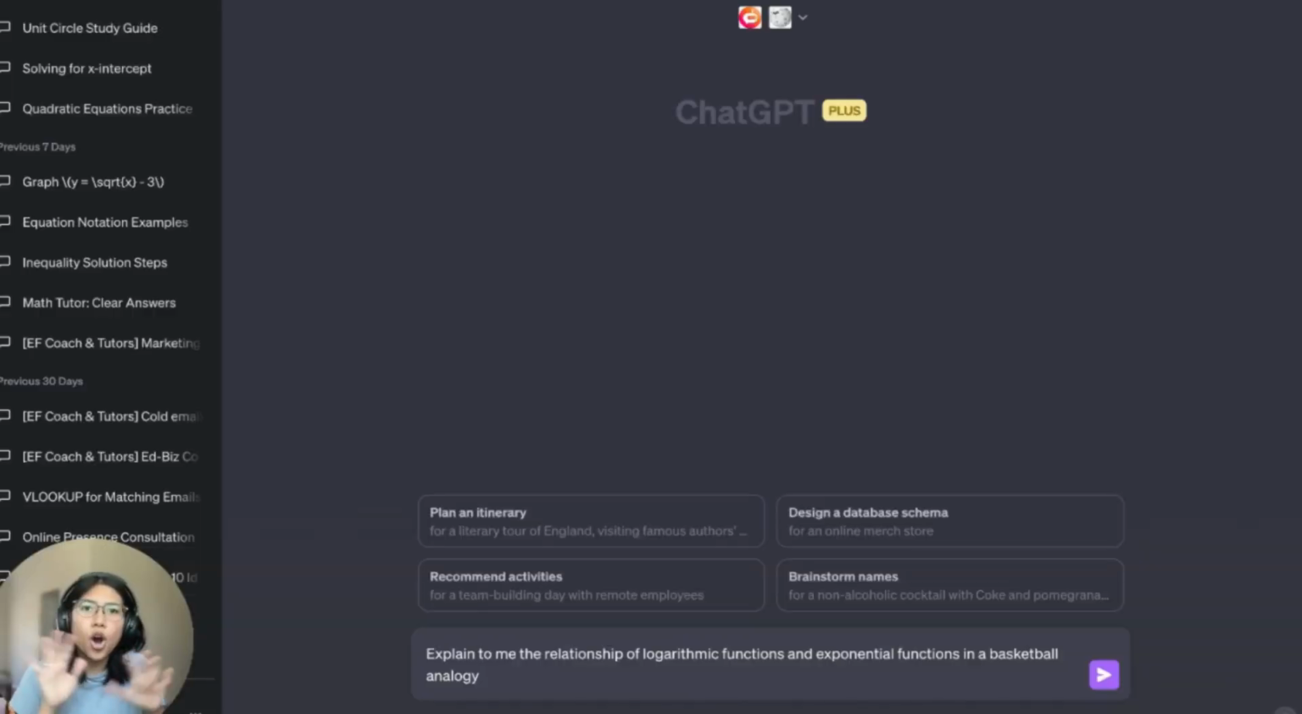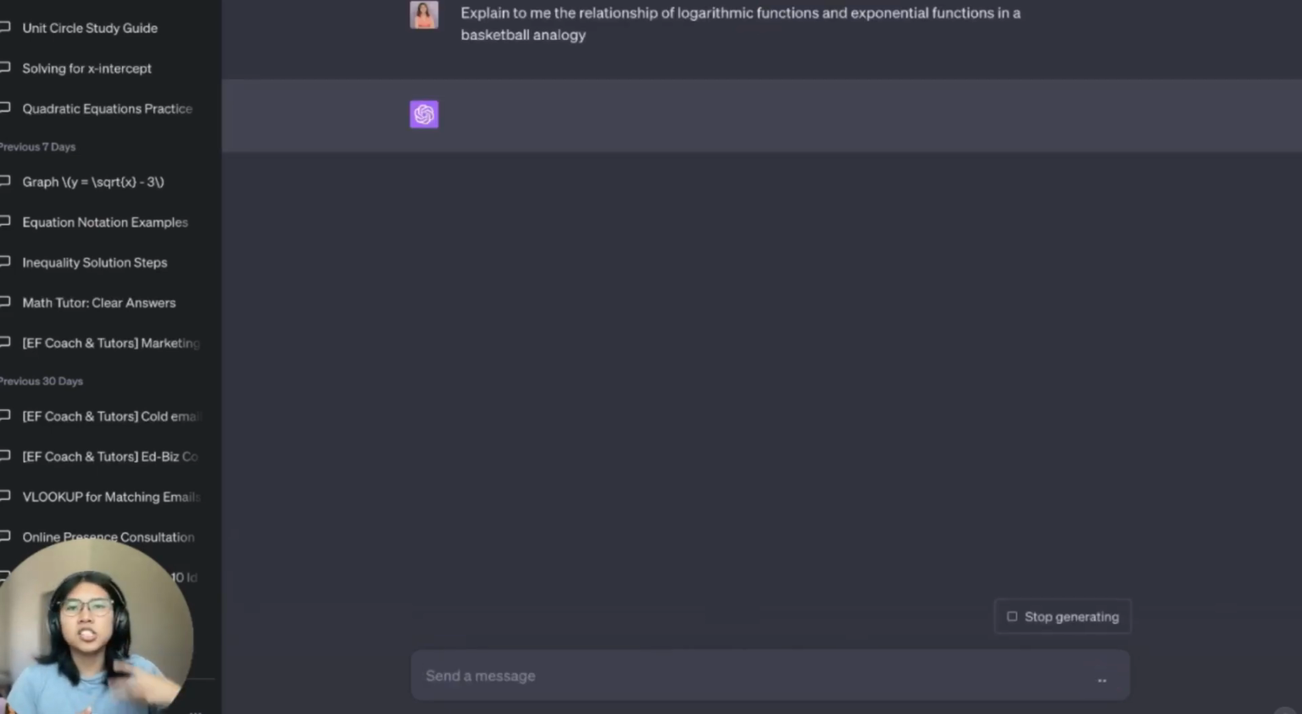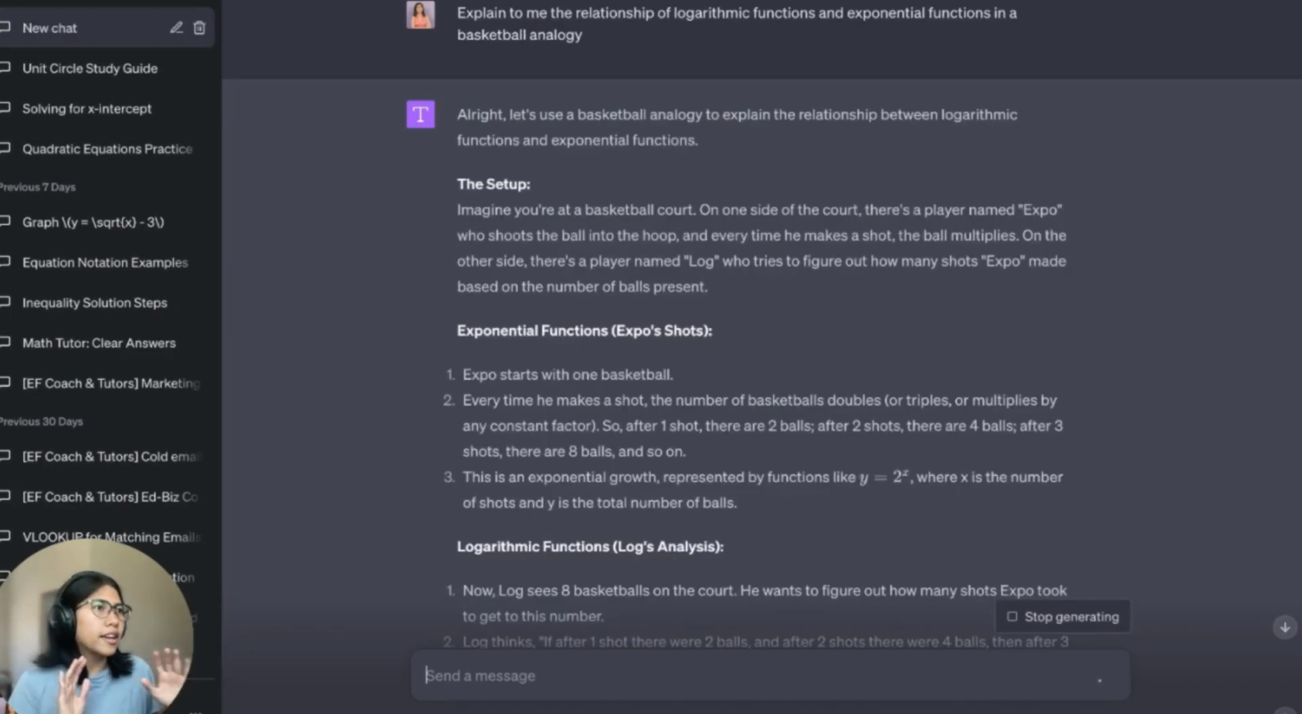Let's say you like other sports or video games or any other hobbies you have. You can have ChatGPT explain it to you in the things that you know. So in this case, we are given the setup of this analogy as well as a deep dive on exponential functions and log functions based on the analogy. And I think this setup is actually very useful in thinking about these concepts.